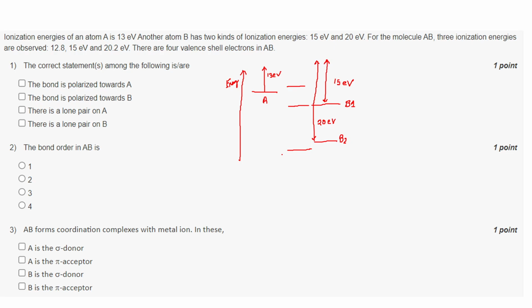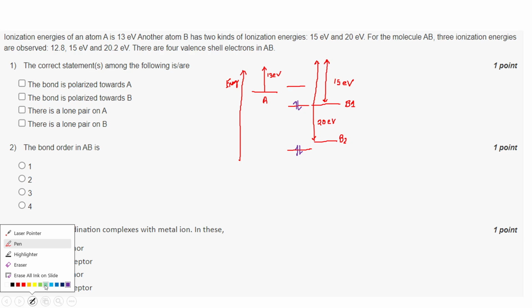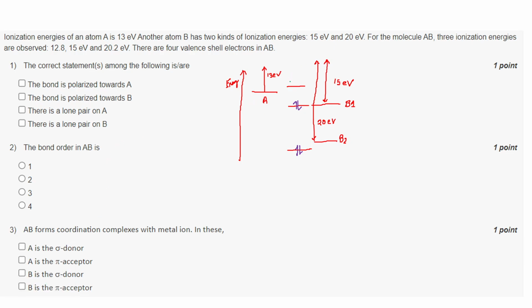It is also given that there are four valence shell electrons. If I have to fill up the electrons with a different color, let me choose this color. There are four electrons, so two here and two here according to the energy rule, since the lower orbital fills first. Then there is no electron here. You can see that this is actually an anti-bonding orbital for A and B.